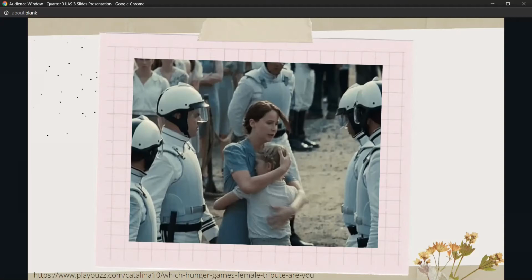As the older sister, Katniss knows she is responsible to protect her sister even if it means sacrificing her own life. That is moralism. Now the next is historicism.